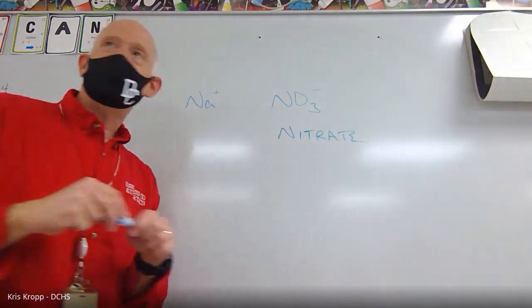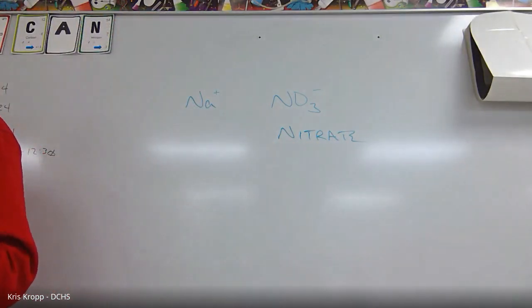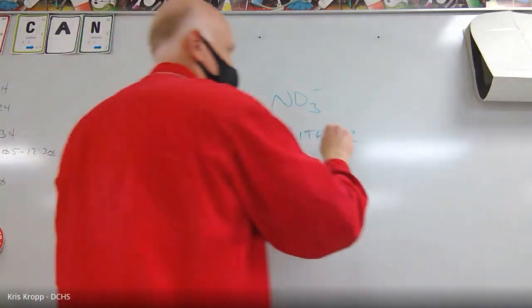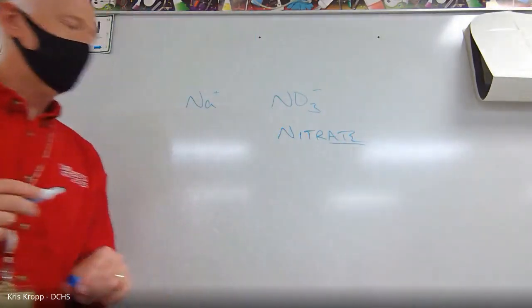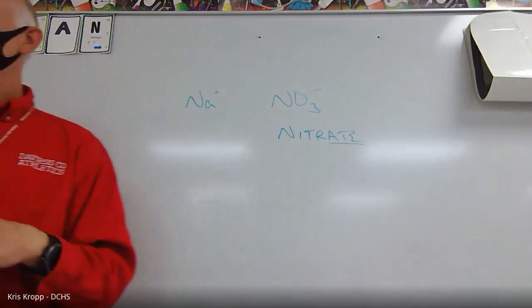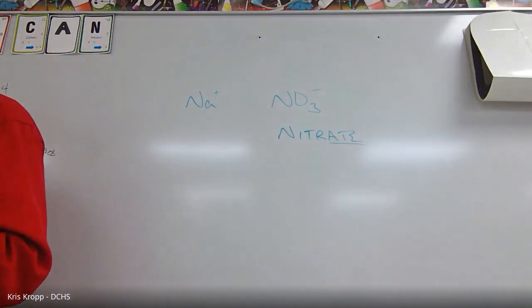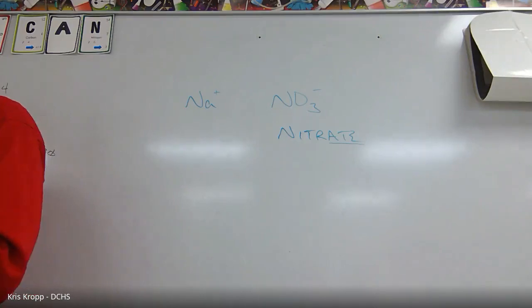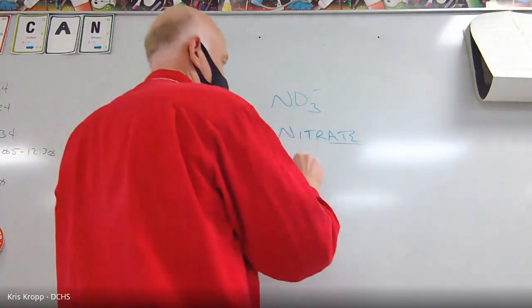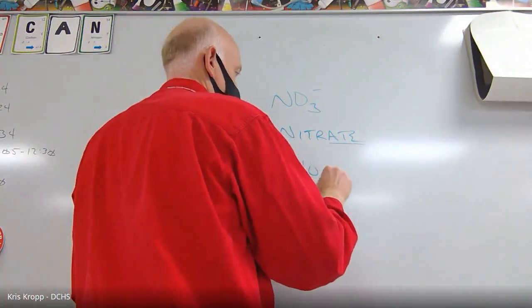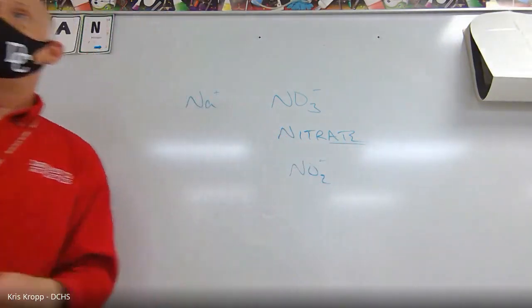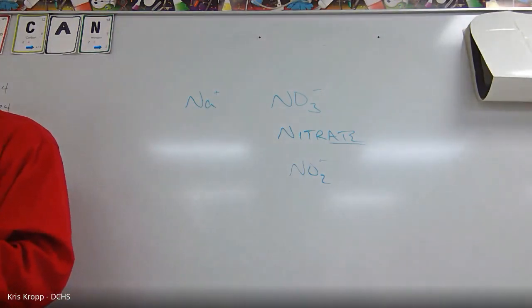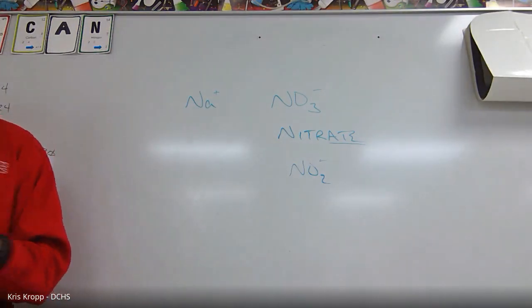The first thing that I want to point out is the ending. Notice it ends in ATE. Many of the polyatomic ions end in ATE, and those that end in ATE have oxygen in them as a rule of thumb. And watch this, there's one right above or below it, and it looks very, very similar, but it's NO2. What is that one called? Nitrite.